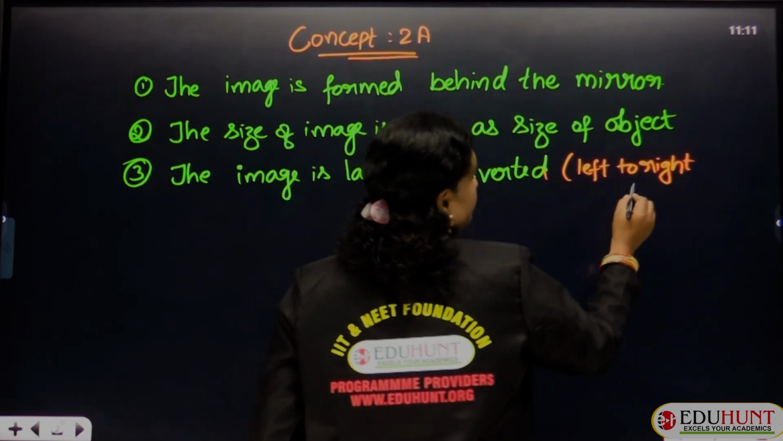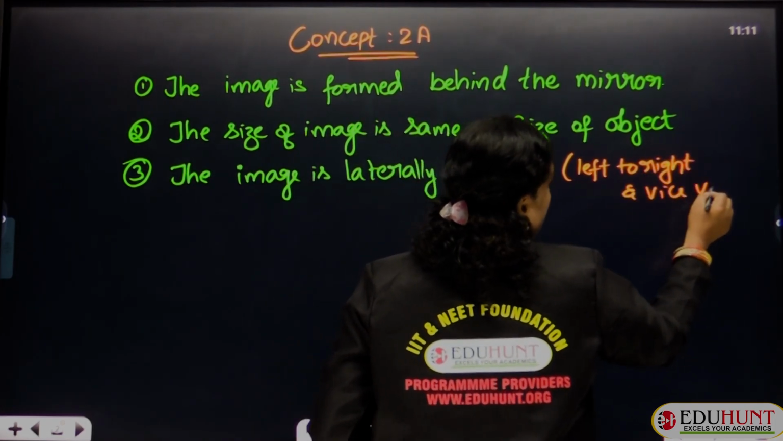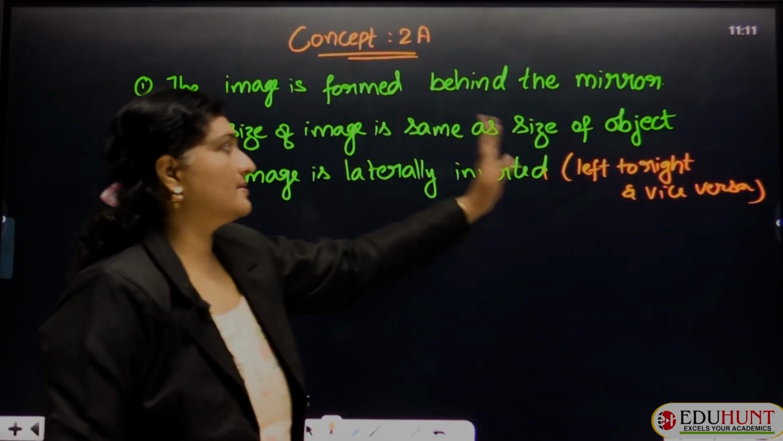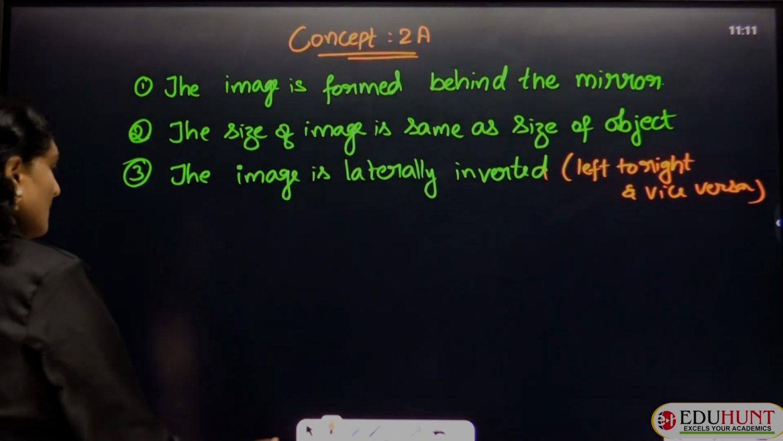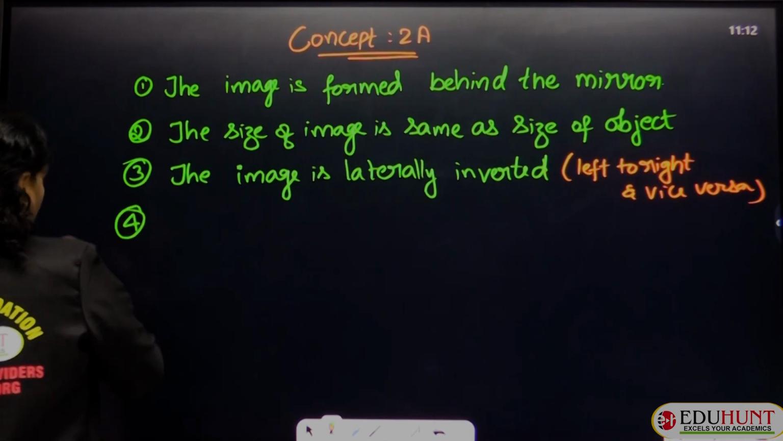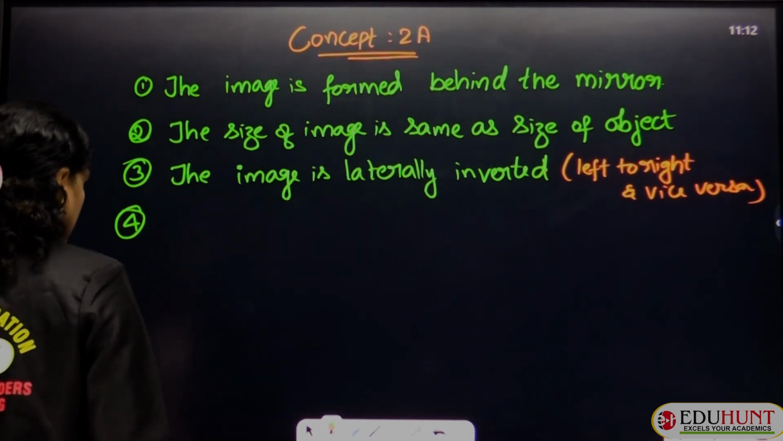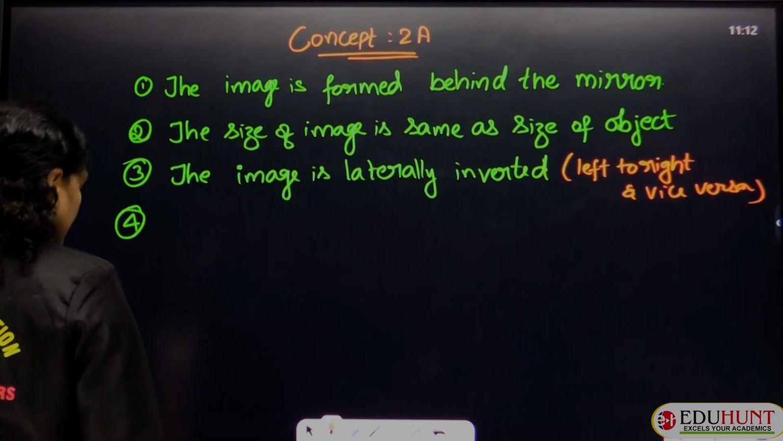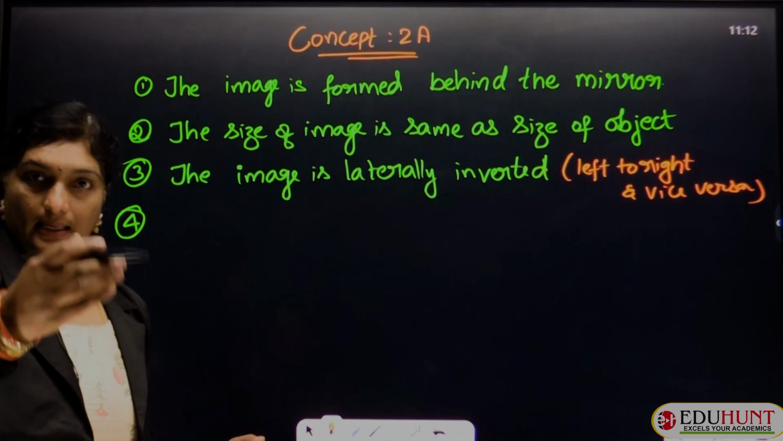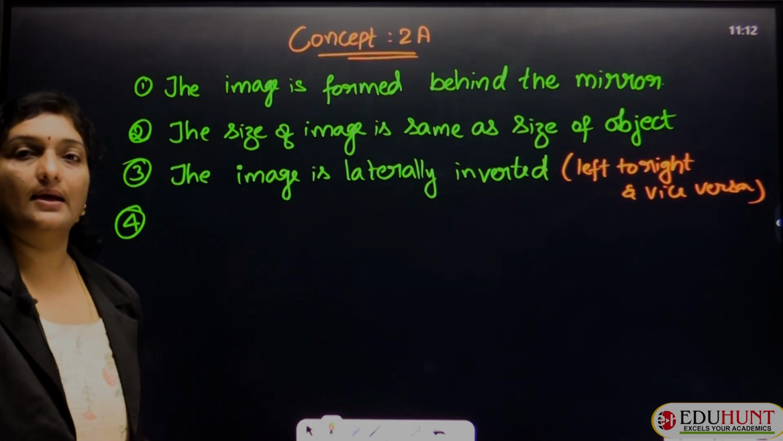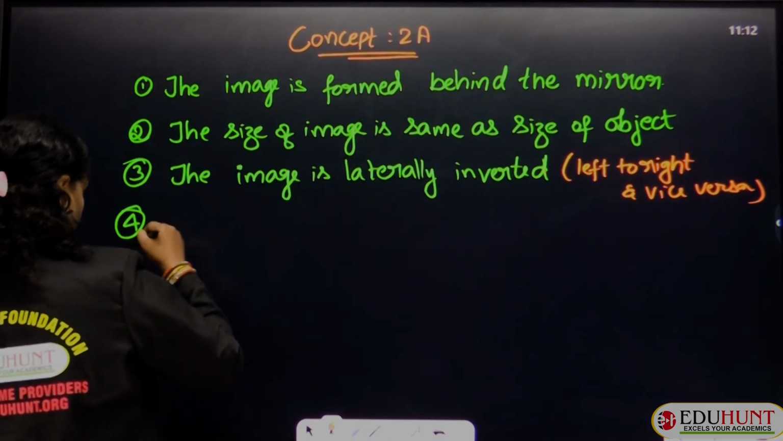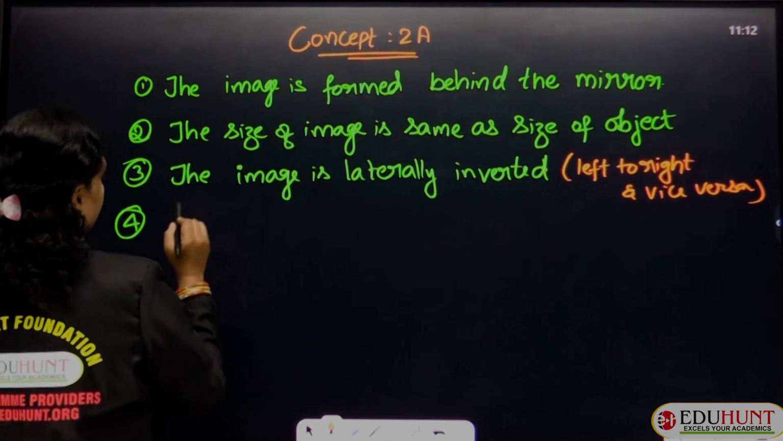And vice versa. Vice versa means right to left, left to right and right to left. Left appears as right and right appears as left. Now the next point, point number 4: the distance between the object and the mirror is equal to the distance between the mirror and the image. That means in front.